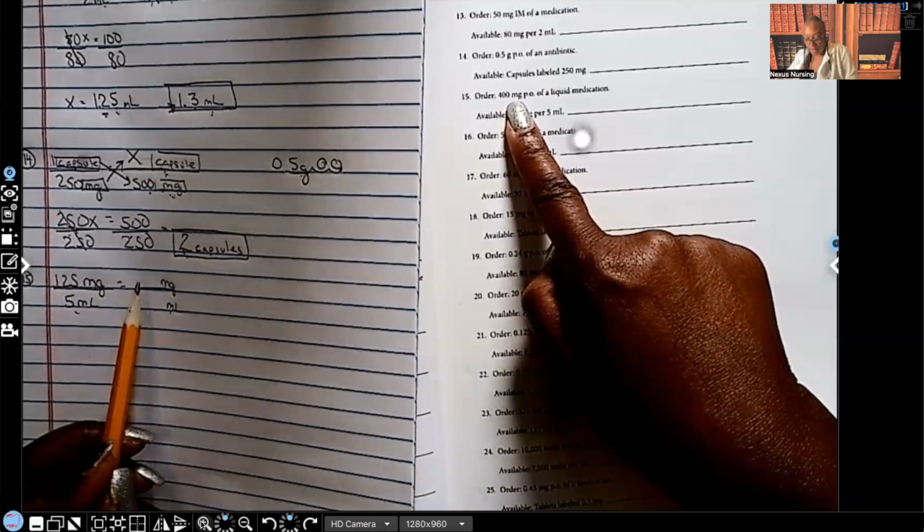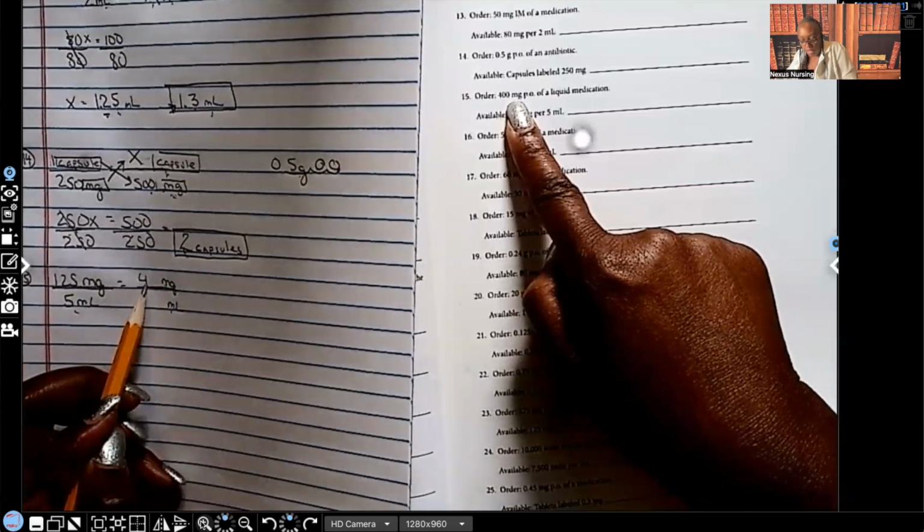Our 400 milligrams, guys, you see it. Can I put my 400 milligrams here? Yes, because it's milligrams. 400 milligrams. What's going to be down here? X. This is what we're solving for. Now we can cross multiply because all of our numbers are plugged in.